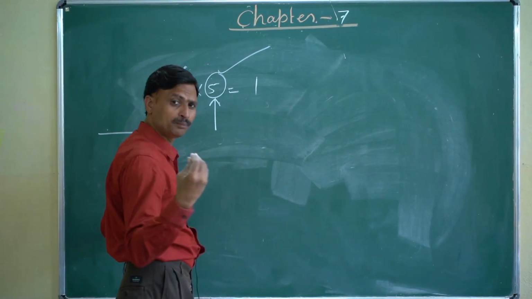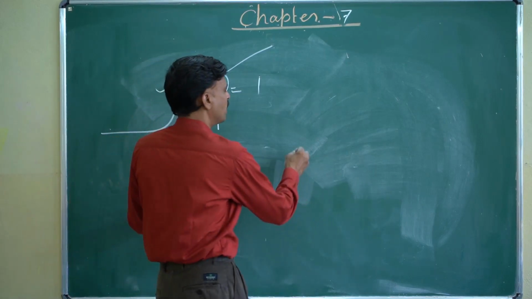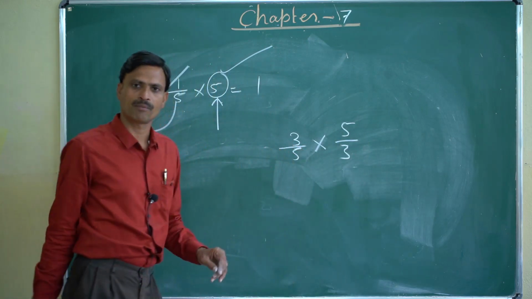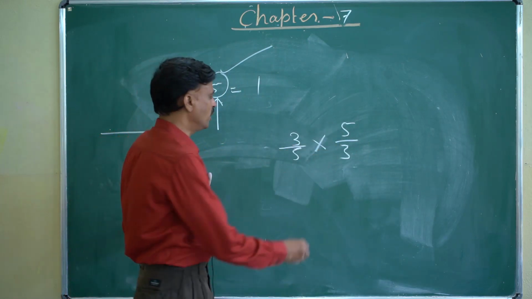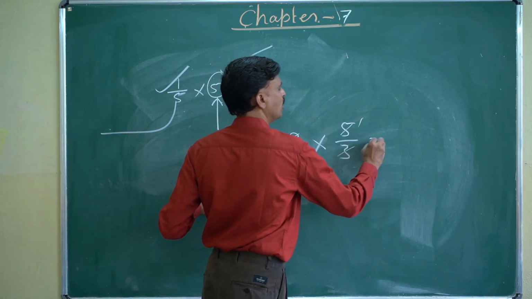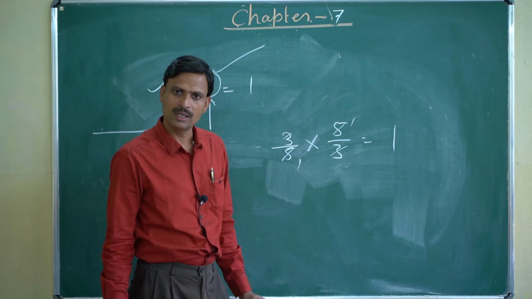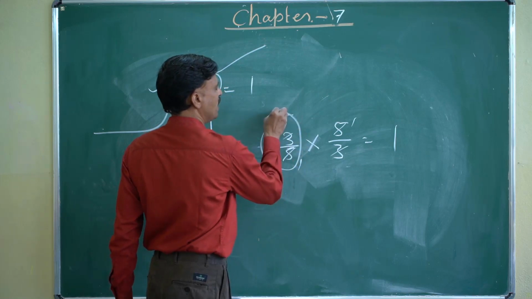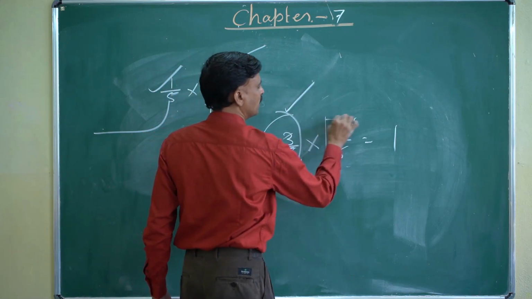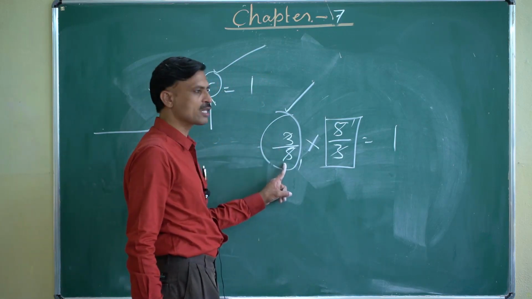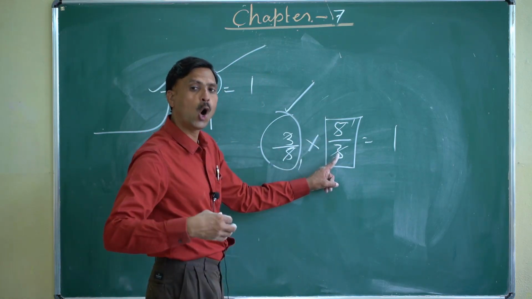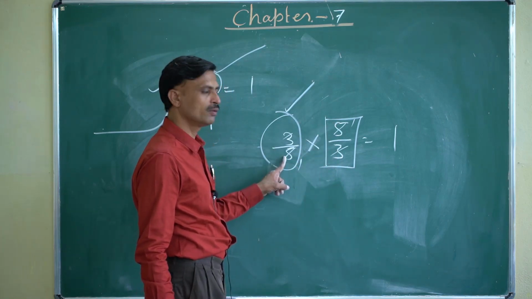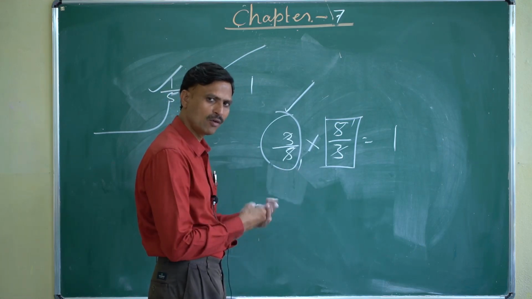The same thing holds for fraction times fraction also. Suppose here I take 3 by 5. 3 by 5 is multiplied by 5 by 3. So this 5 will cancel with 5, and 3 will cancel with 3. So what are you getting? The answer is 1. Right? So the product of two fractional numbers is 1, which means this 3 by 5 is the multiplicative inverse of 5 by 3, or you can say this 5 by 3 is the multiplicative inverse of 3 by 5. So both are multiplicative inverses of each other, right?